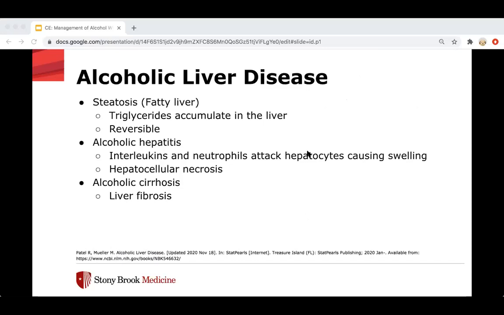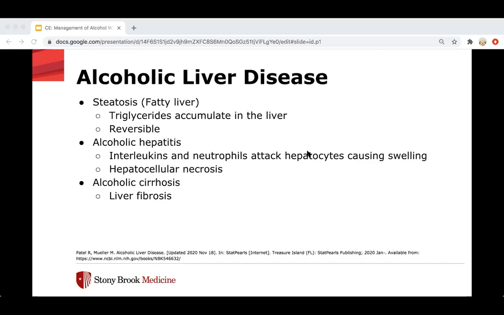Next, we have alcoholic liver disease. This depends on the quantity and duration of the patient's alcohol intake. That's the highest risk factor for development of liver disease. So first we have steatosis or fatty liver. And this is due, like I said before, to too much alcohol interrupting fatty acid oxidation, so triglycerides will accumulate in the liver. Patients who are also obese or have a fatty diet can also increase their risk of developing this fatty liver.